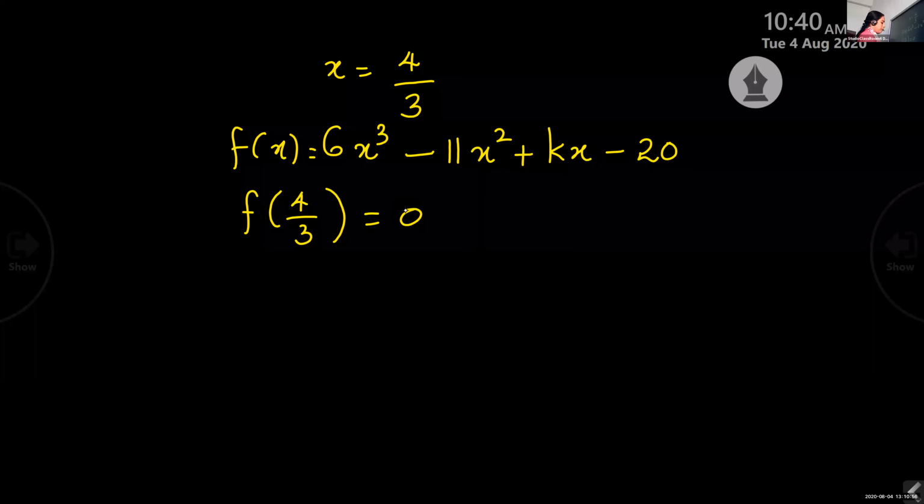Okay, children, shall I explain it? Yes, ma'am. Okay. So, x equal to 4 by 3. That is f of 4 by 3 is 0. That means when you substitute 4 by 3 instead of x, we will get the value as 0.